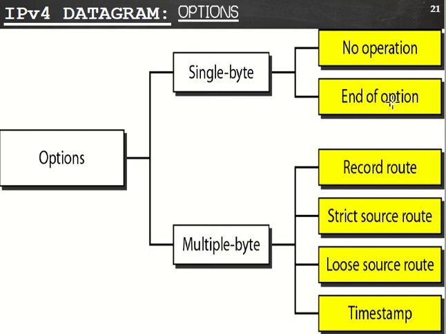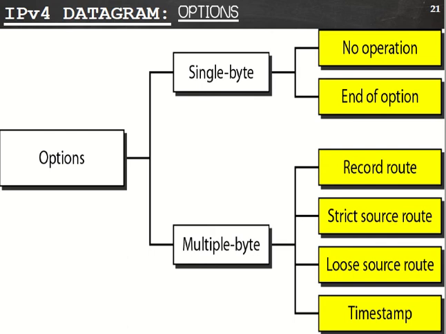As I said, even this is a 1 byte option. This is used for padding at the end of the option field. So in case of single byte options, we have two types. One is no operation, the second one is end of option. No operation is just for filling purpose, whereas end of option is used for padding purpose. The second type under options is the multiple byte option.